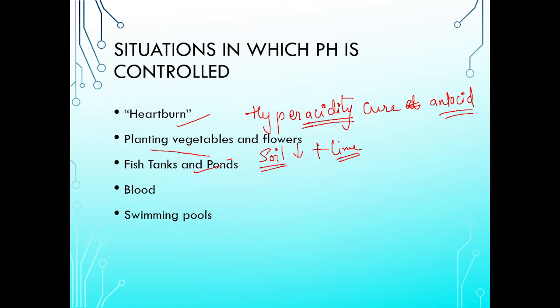Then in fish tanks and fish ponds, see, if the fish tanks or fish ponds become acidic in pH, definitely it is going to kill aquatic organisms.